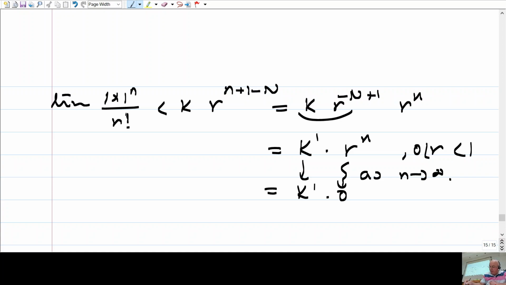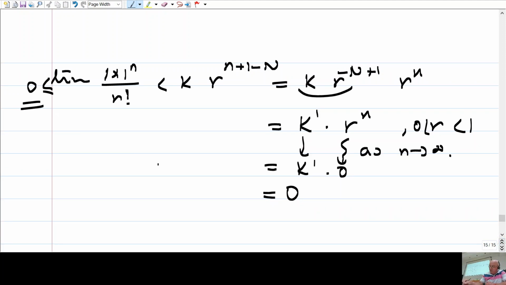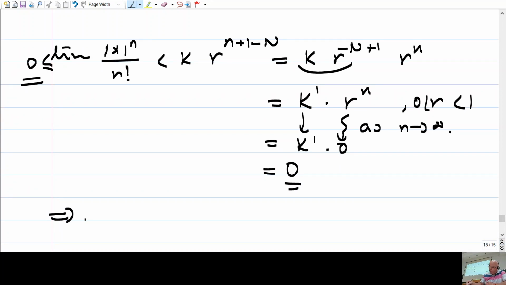Therefore, this limit, whatever it is, should be positive. It shouldn't be negative because I have positive terms here. These are all positive, so the limit, if it exists, has to be positive. And this is 0. So again, by the squeezing theorem, this limit is squeezed by 0 from both sides. This implies that the limit of x to the power n divided by n factorial is 0. Okay, so that finishes the proof.